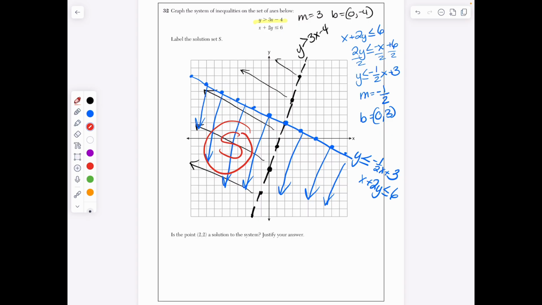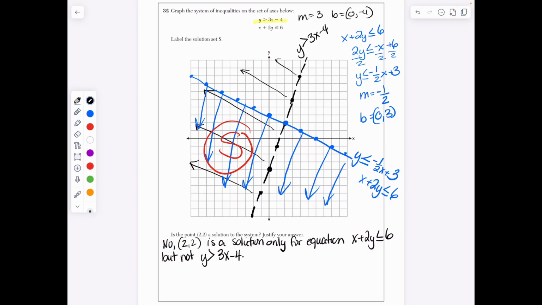All right, now for the second part, I need to say whether point 2 is a solution. That was the point I was talking about right here. Is this a solution? There are two ways I can think about this. I can say it is a solution only for the equation x plus 2y is less than or equal to 6, but not for y is greater than 3x minus 4.